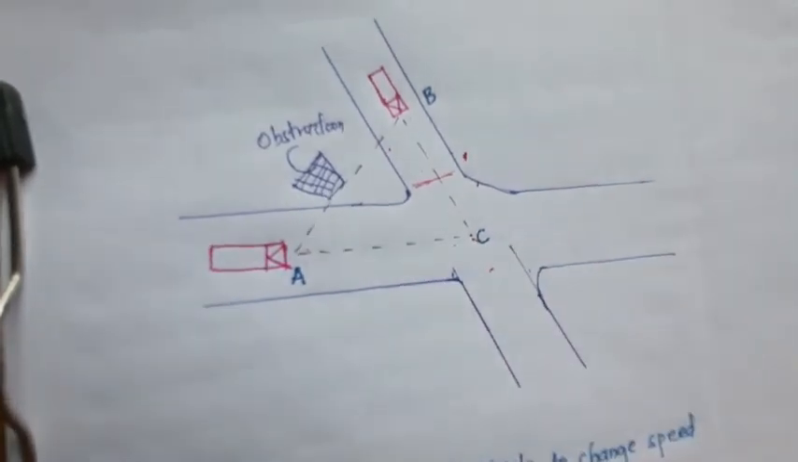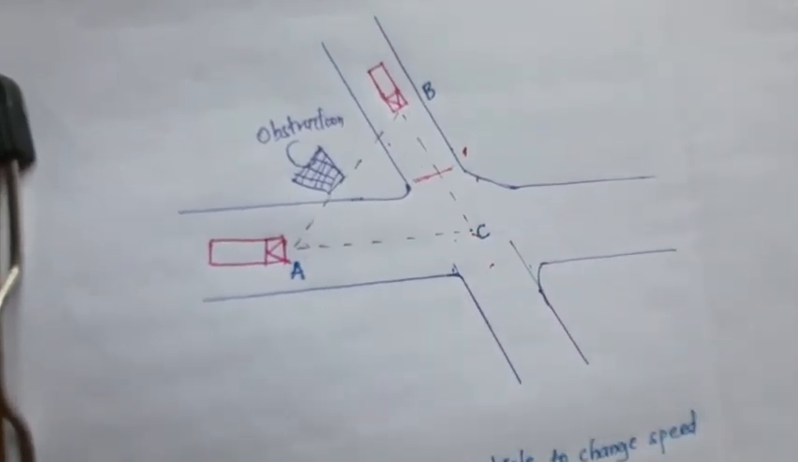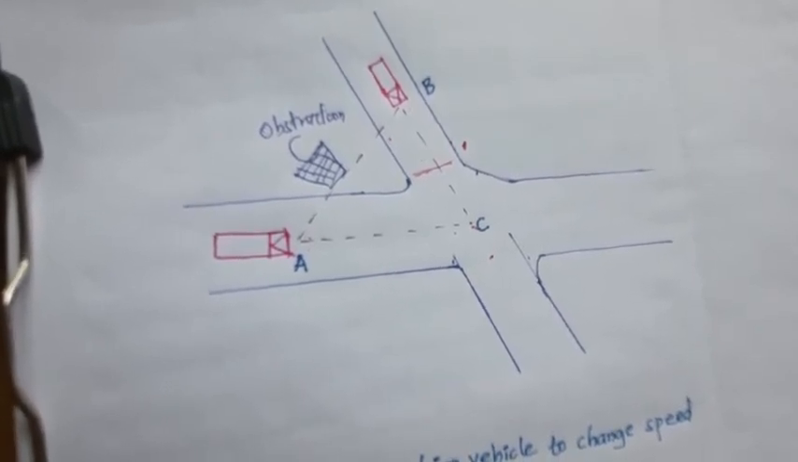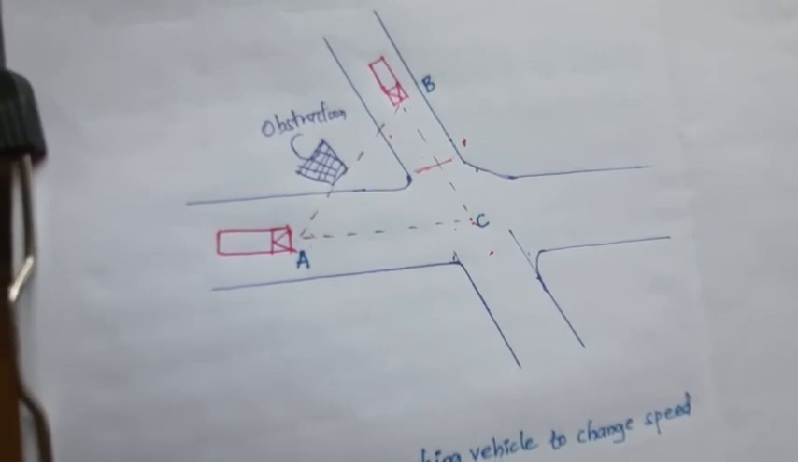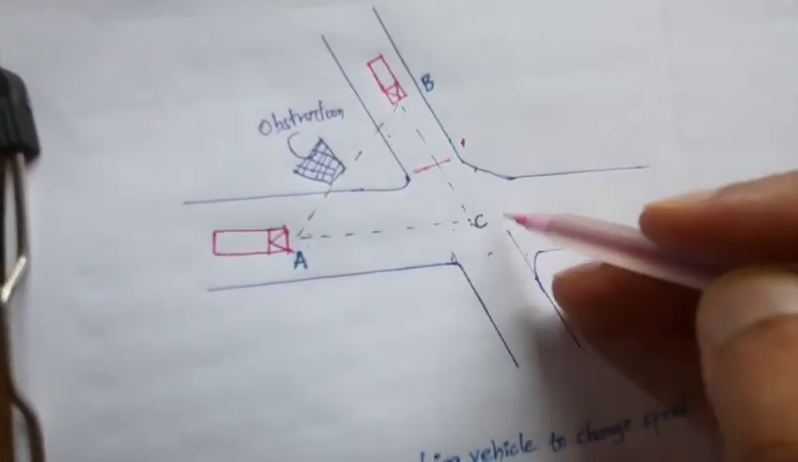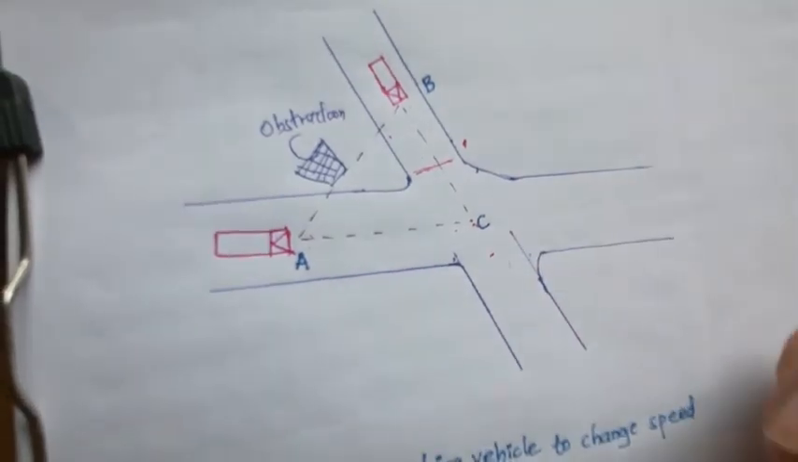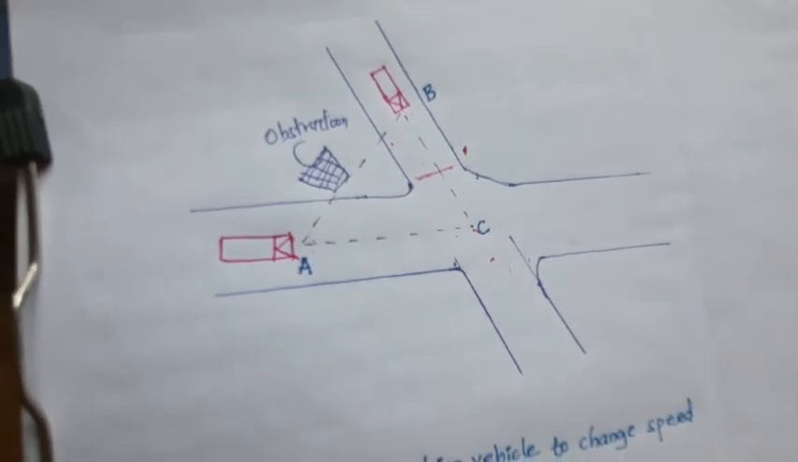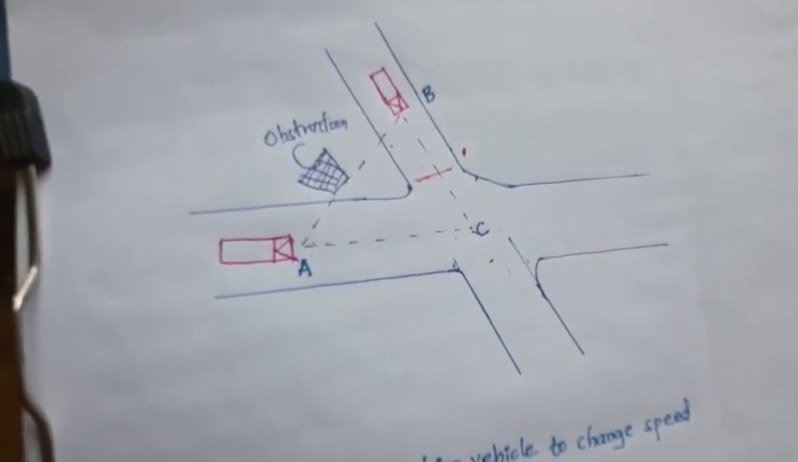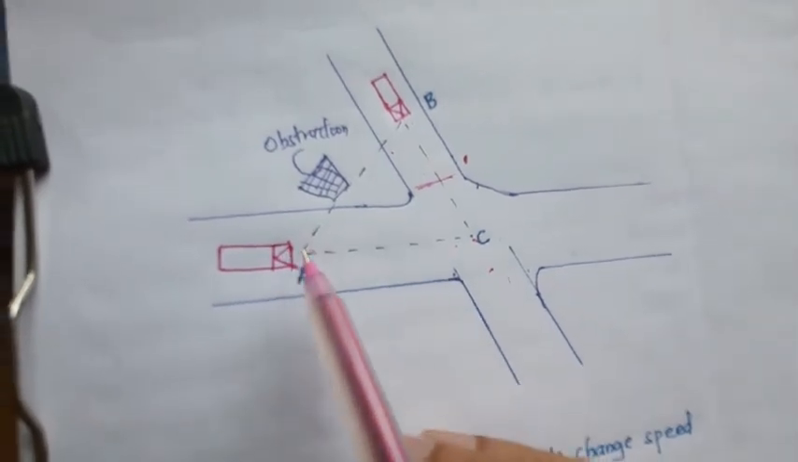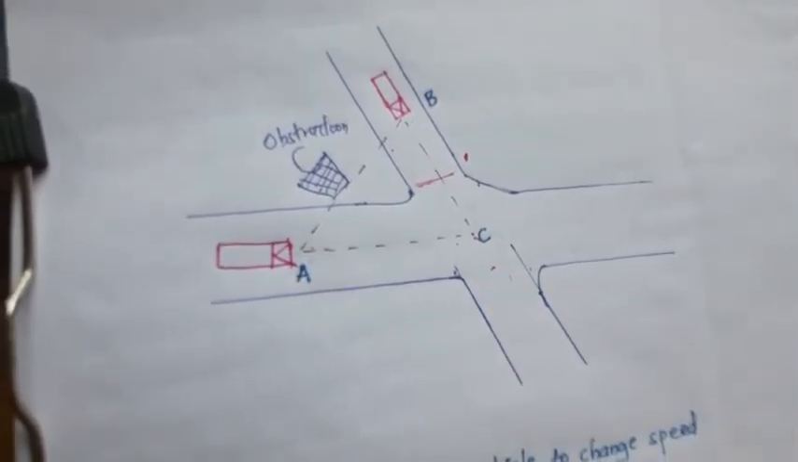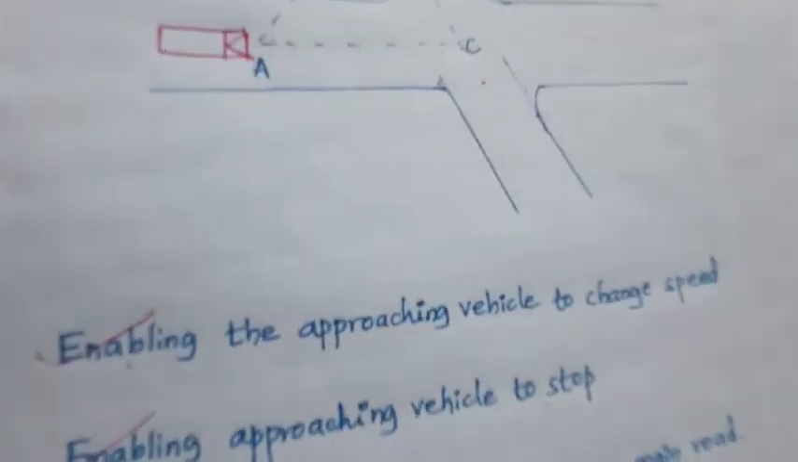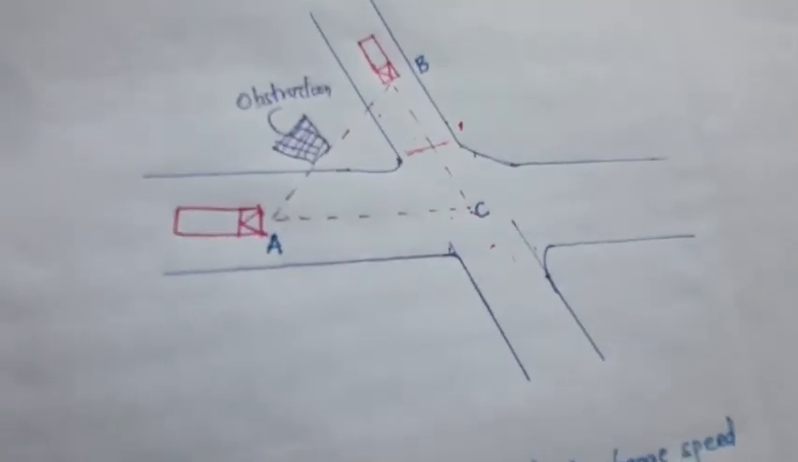Here the time t required for the stopped vehicle to cross the main road depends upon the reaction time of the driver, the width of the main road, the acceleration and the length of the vehicle. Thus the minimum sight distance to fulfill the condition is the distance traveled by the vehicle on the main road at design speed during the time t. So these are the three conditions that come into the picture when we consider sight distance at the uncontrolled intersection.